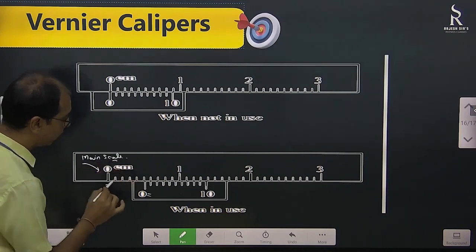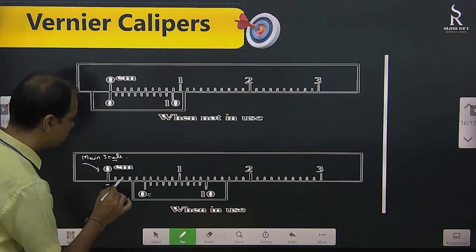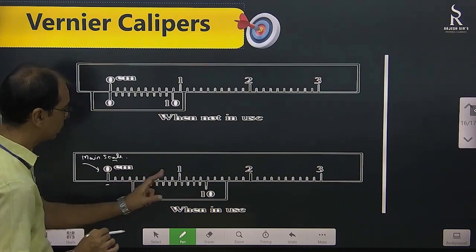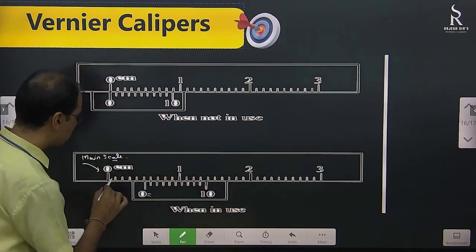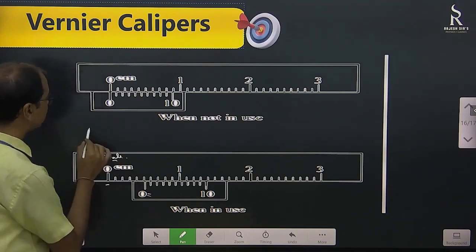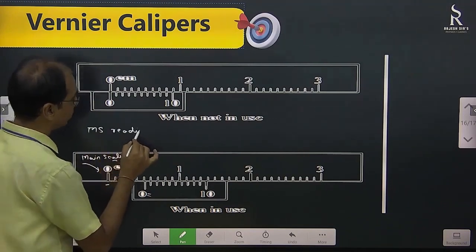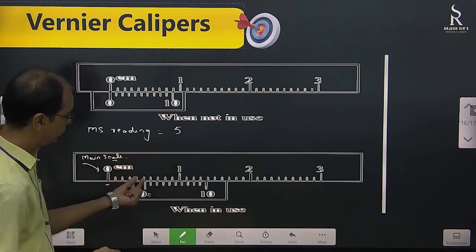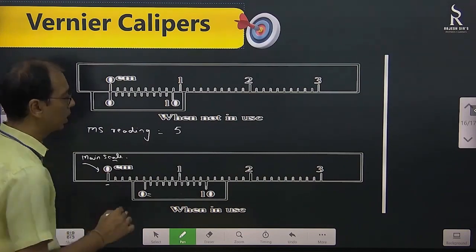The reading is 1, 2, 3, 4, 5. So what is this? 5 mm. These are centimeters: 1 centimeter, 2 centimeter, 3 centimeter. So the main scale reading is 5. Actually it is 5 plus something, but the main scale reading is 5 only. Now, what is the Vernier scale reading? Main scale is 5 mm.